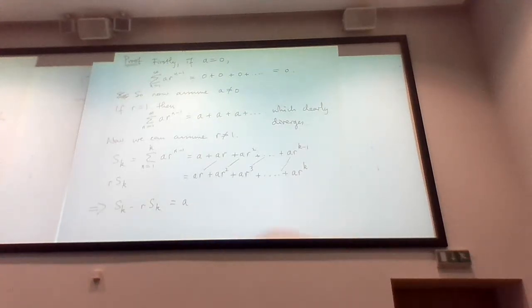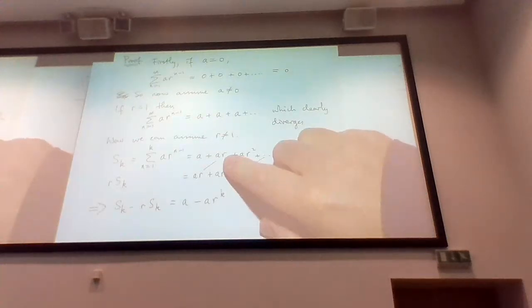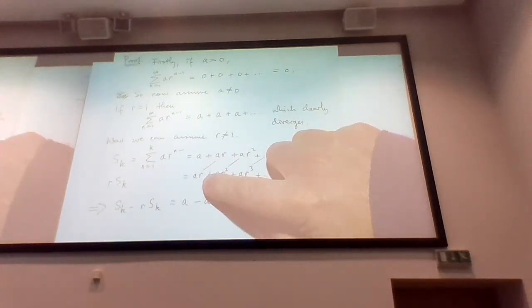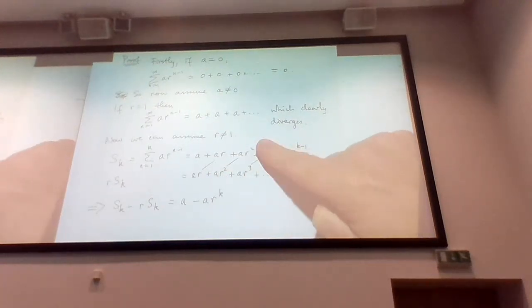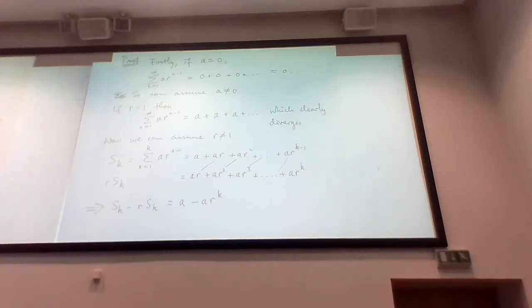and this final a r to the power k down there. All the other differences cancel. All the other parts of the difference are zero, because each bit here has its counterpart down here, and you're subtracting the bottom sum from the top sum.